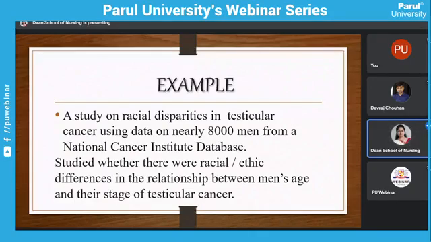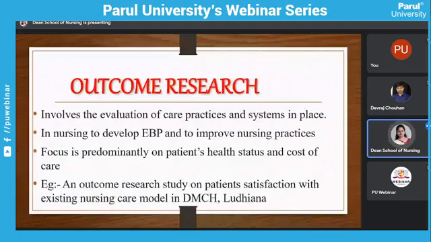Outcome research involves the evaluation of care practices and systems in place in nursing to develop EBP and to improve nursing practices. It focuses on patient health status and cost of care. An outcome research study on patient satisfaction with the existing nursing care model in Ludhiana. This is an example for this. Having the right things, structure, then it leads to process, doing the things, and outcome, the right result.